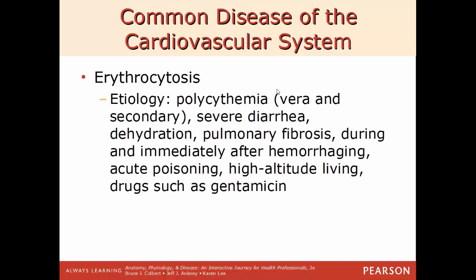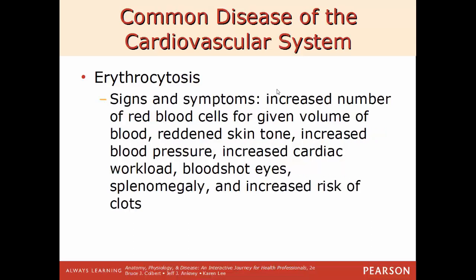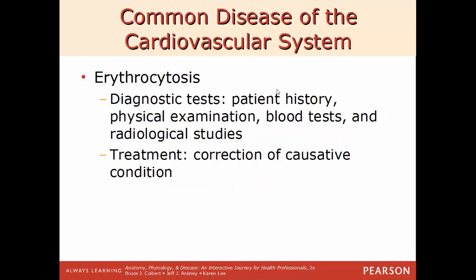Erythrocytosis, etiology here: polycythemia, either vera or secondary. Could be caused by severe diarrhea, or pulmonary fibrosis, or dehydration, acute poisoning, high altitude living, and certain drugs, such as gentamicin. Some signs and symptoms: an increased number of red blood cells for a given volume of blood, say having a reddened skin tone, having an increase in blood pressure, increased cardiac workload, having bloodshot eyes, having an increased risk of clots. These are diagnostic tests: patient history, blood test, physical exam, as well as radiological studies. And treatments will be obviously to treat and correct the causative condition.